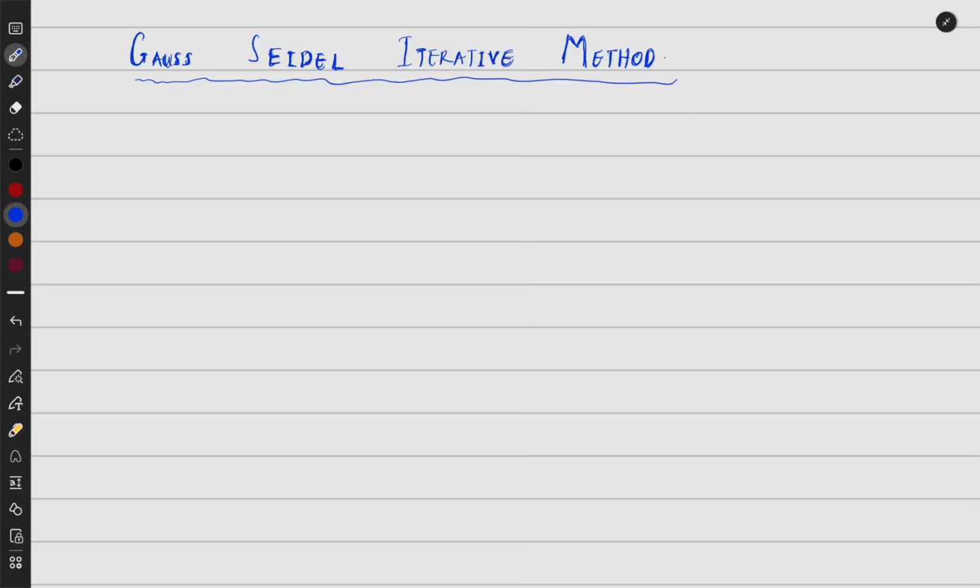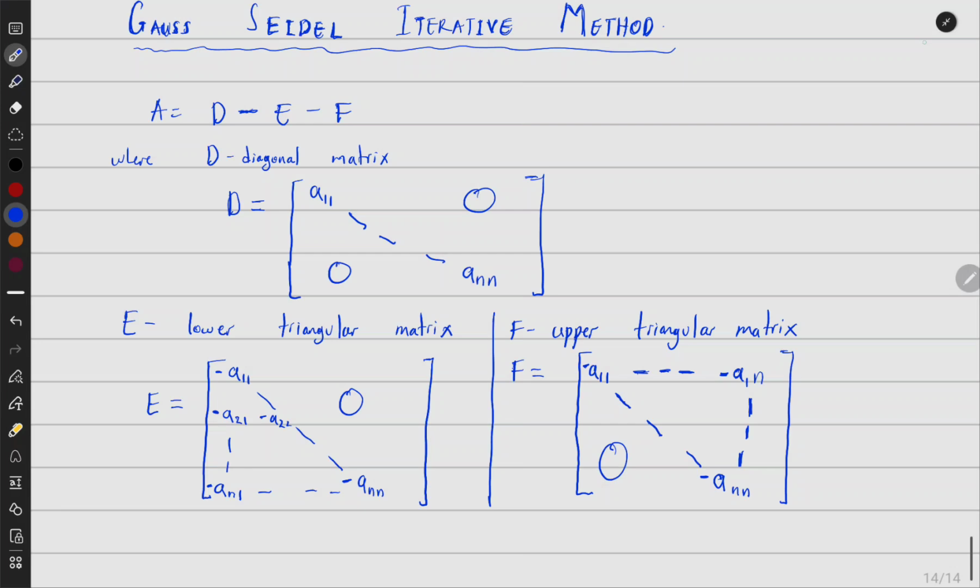Today let us talk about the Gauss Seidel iterative method. For the Gauss Seidel iterative method, unlike the Jacobi method whereby we split A into D minus N, for the Gauss Seidel we split A into D minus E minus F.